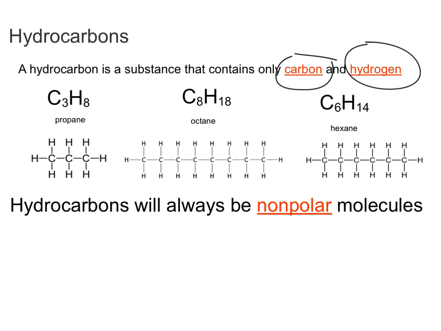They have different properties, they have different uses. You don't have to know their uses, you don't even have to be able to draw them. That's the nice part of this. You just have to recognize it from a formula or a structure: if you have nothing but C's and H's, that is a hydrocarbon.